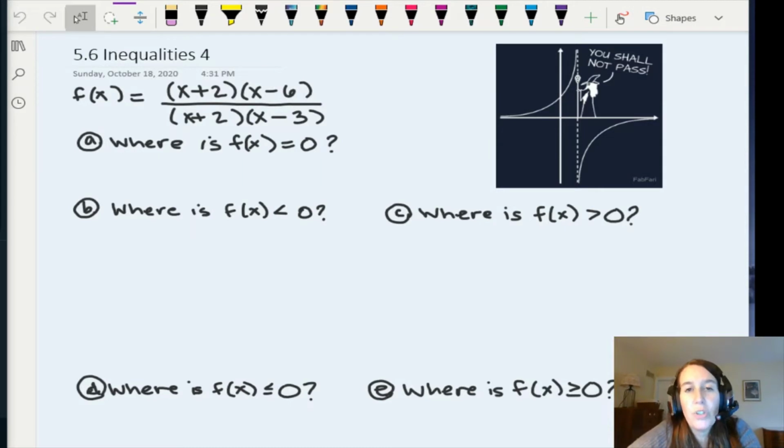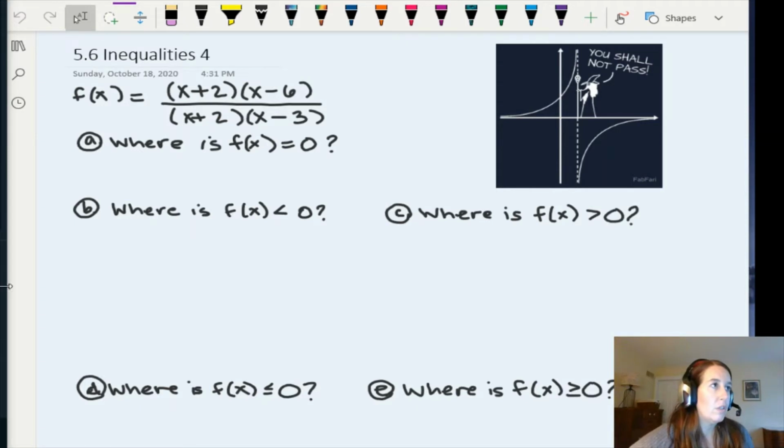Now we switch over to inequalities, and we're going to solve these algebraically, and we're going to use a sign chart again. We need to treat the zeros of the function only slightly different than the vertical asymptotes of the function or the undefined points of the function. But this whole sign chart idea is the same.